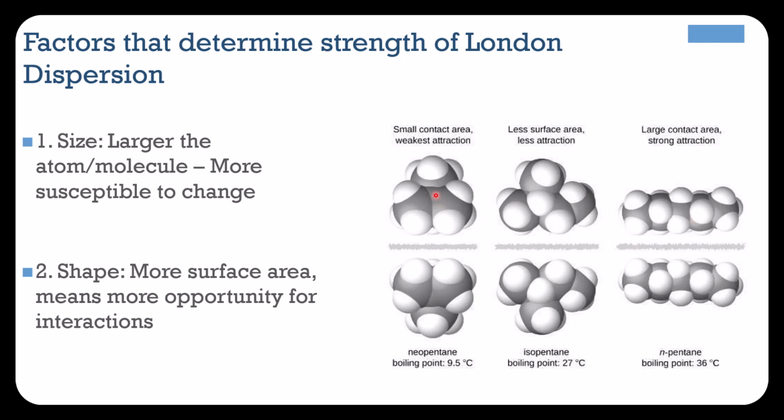So all 3 of these molecules are pentane molecules. What that means is all 3 of these molecules have 5 carbon atoms. What's different about the carbon atoms is the way that they are connected together. I'm going to start over here on the right-hand side. In pentane, the carbon atoms are connected in a chain.